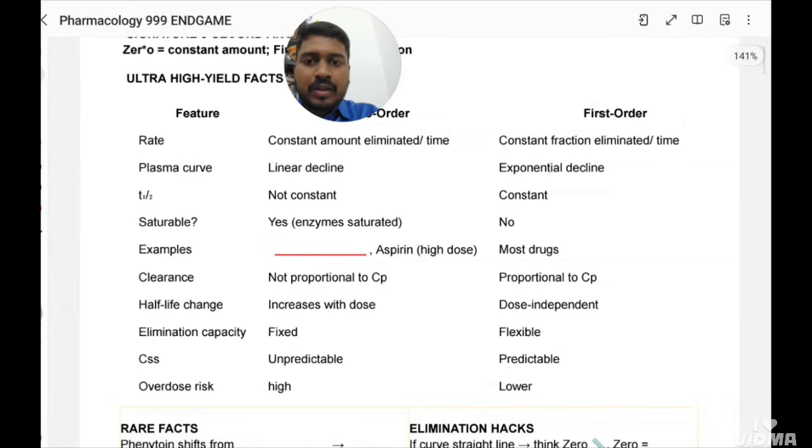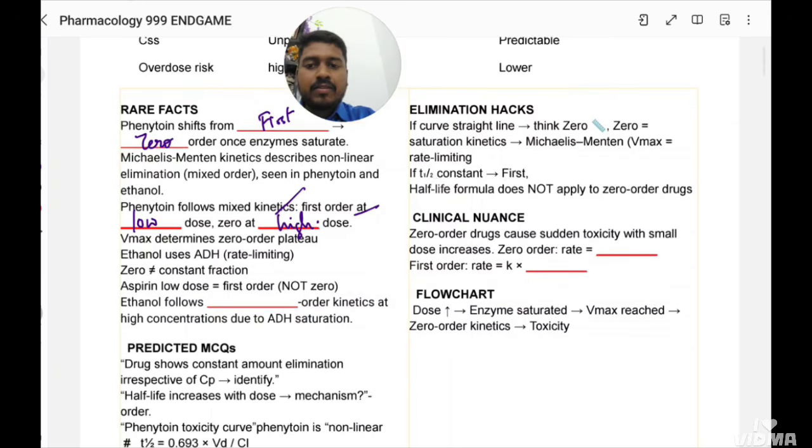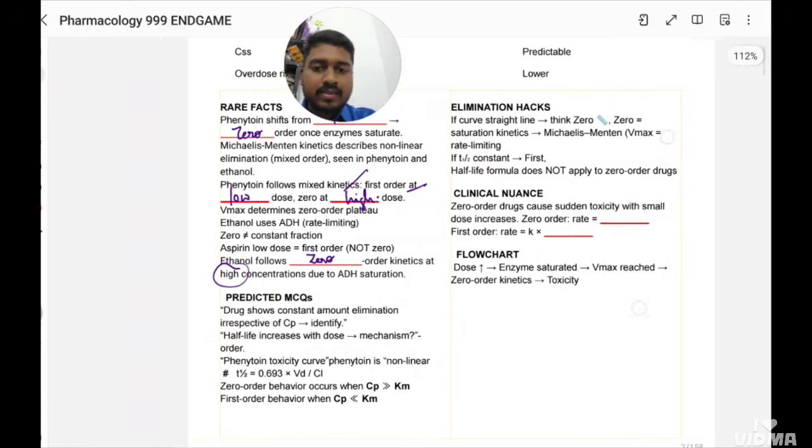So what are the examples for zero order kinetics? We have phenytoin and we have one more, alcohol or ethanol. And then we have aspirin at high doses, which is zero order, just like phenytoin. Now phenytoin shifts from which order to which order? First it is first order, then it converts into zero order. Phenytoin follows mixed kinetics: first order at low dose and zero order at higher dose. Now ethanol follows which order kinetics at higher concentration? It follows zero order kinetics at higher concentration.